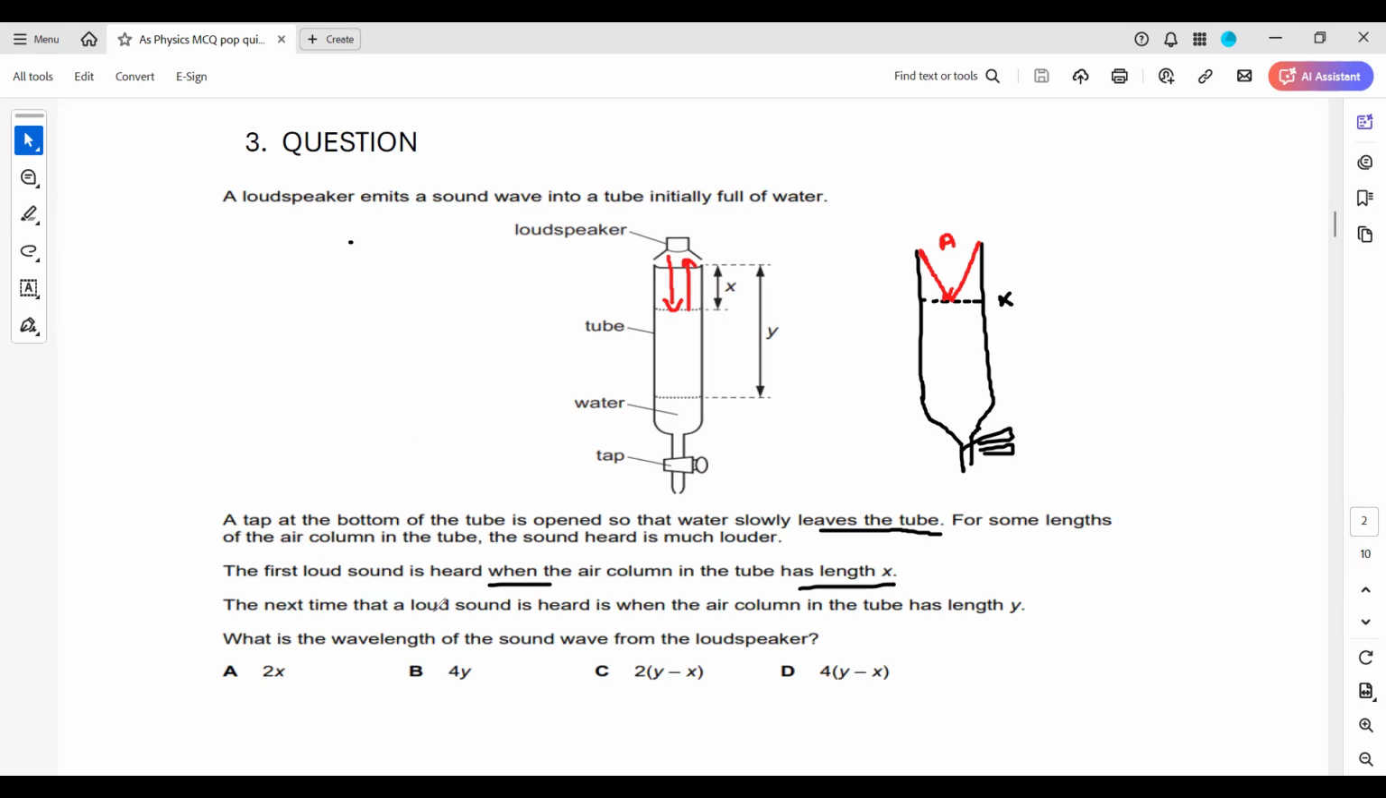The next time the loud sound is heard, the air column in the tube is length y. So there is length y, and this is length x. Now what is the pattern that is produced? Because we heard the next harmonic after the first harmonic.